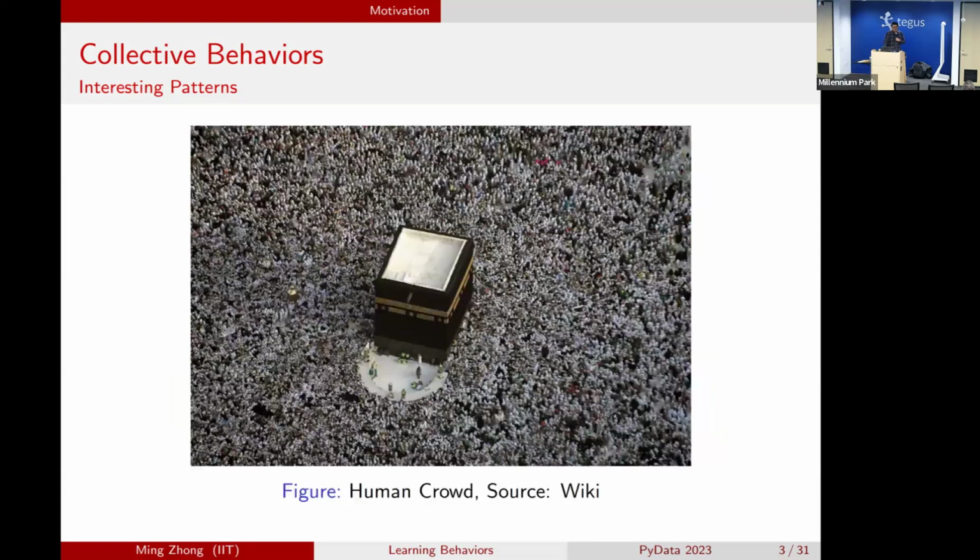Okay. And humans have been demonstrating a lot of collective patterns. For example, this mysterious black building is a religious site, and you can see hundreds of thousands of people just circulating around this black building. And they do it naturally. You don't need a conductor or anybody to tell them to move in that particular way. They just circulate around this building all by themselves.